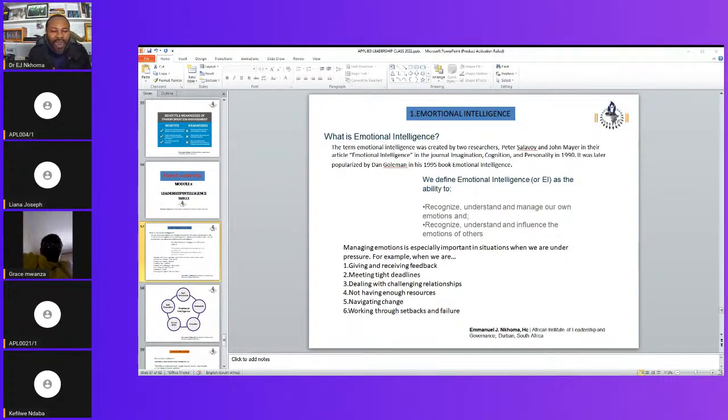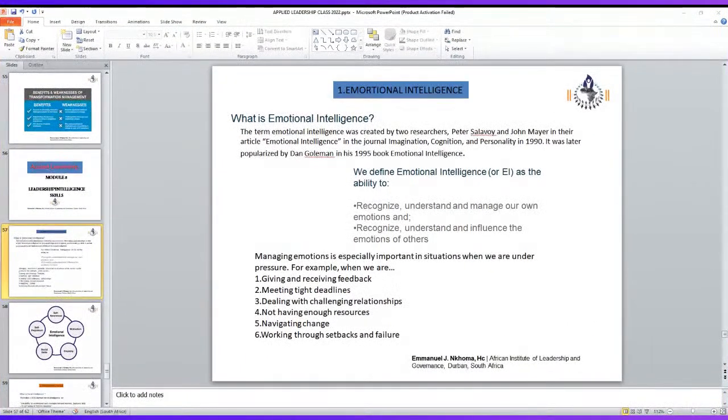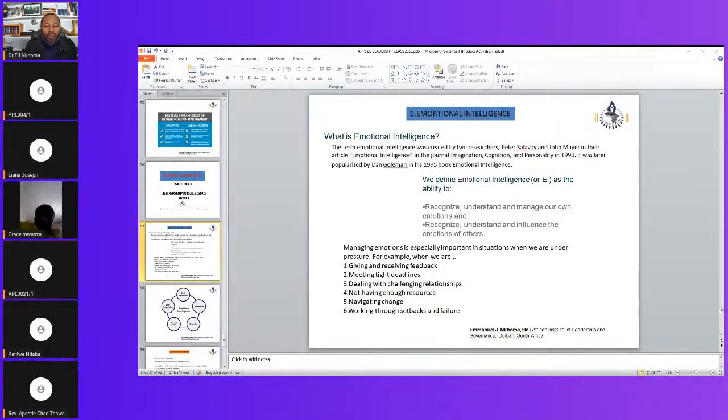Let's look at the last one, number 6: working through setbacks and failure. Emotions will always be very high when you are dealing with setbacks. Working through setbacks and failure can trigger your emotions. I personally have realized that I struggle a lot. I have to give you my own example. I struggle a lot when it comes to dealing with people that are just bringing setbacks, because nobody likes to go behind.